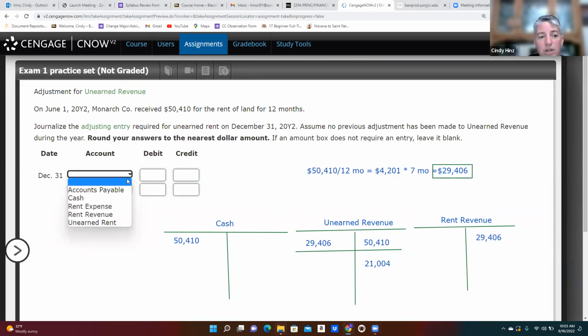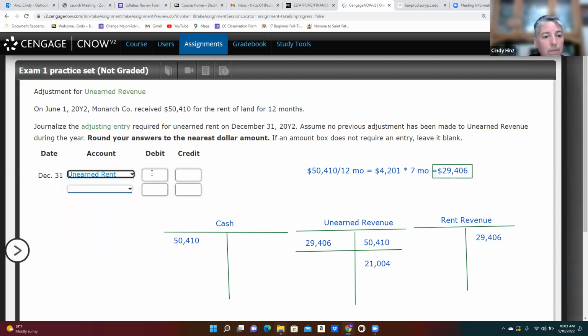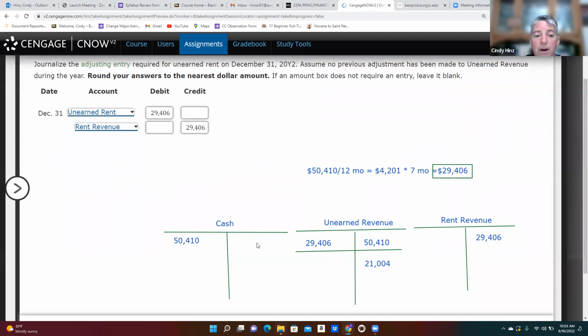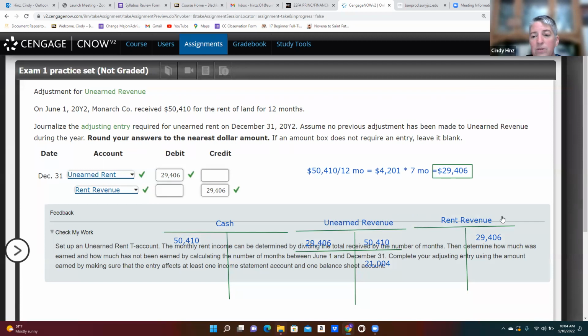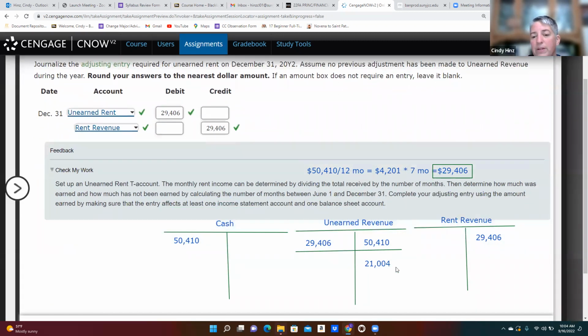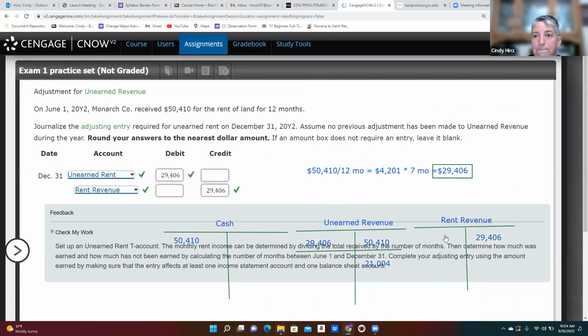So to answer the question, the change we need to make to these accounts is to move $29,406 off the liability of unearned rent, is what they called it. I just called it unearned revenue, and onto the income statement as earned revenue. We've held up our part of the deal. We let them use our land for the last 7 months. And now next year, we will earn the other 5 months, or $21,000 worth of that revenue. Make sense?